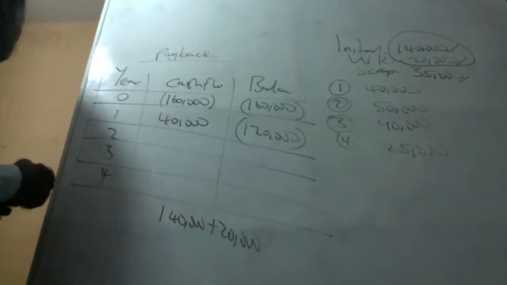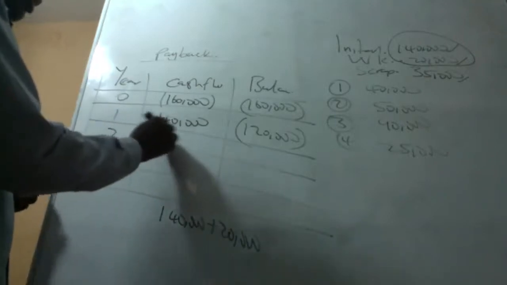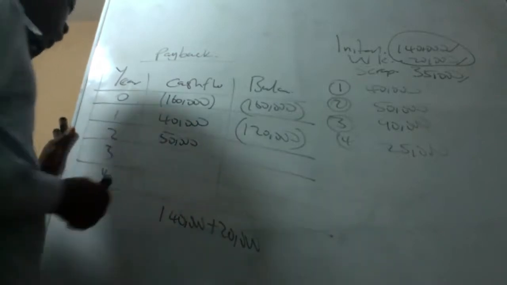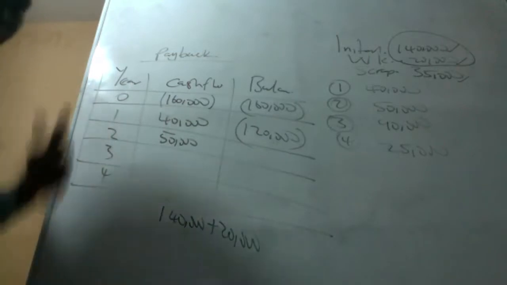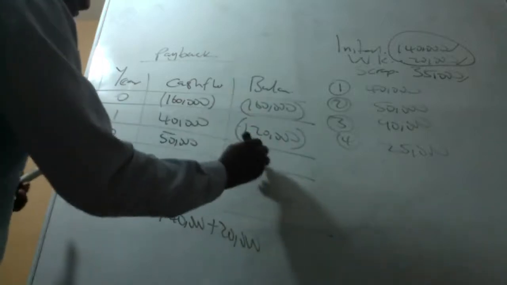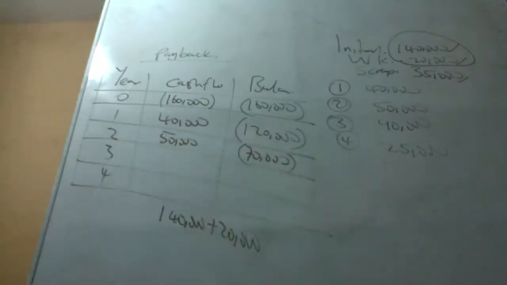Now, when you go to the second year, we had 50,000 there. Good news. So to reduce our burden, it will pay part of the investment. So that leaves 70,000. I like that.